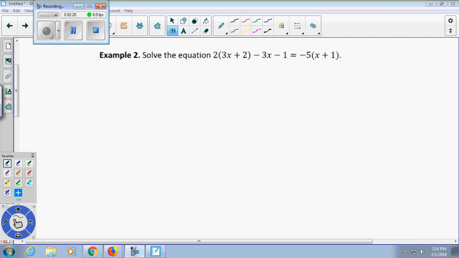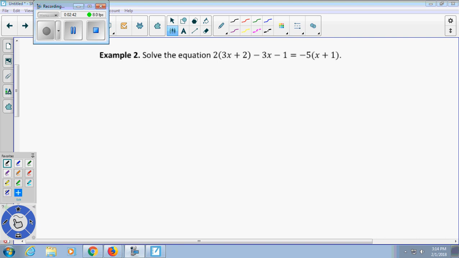So for example 2, I don't want to try to guess the answer to this equation. There's a lot going on. I think it'll be easier just to simplify and then perhaps try to balance this equation into something that's easier to solve. As long as I do the same thing to both sides of an equation, I'll end up with an equivalent equation.